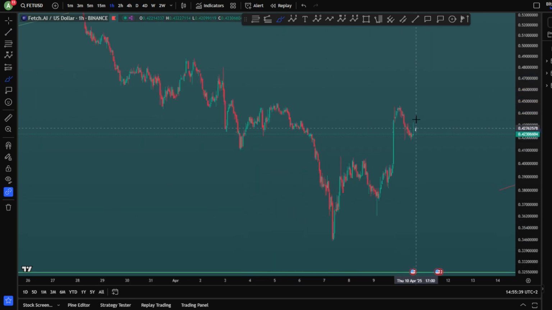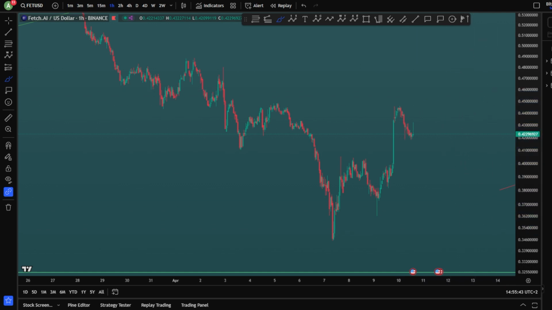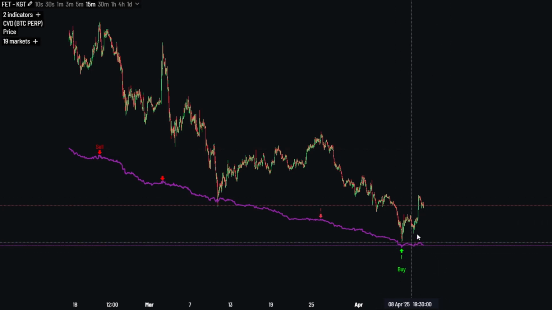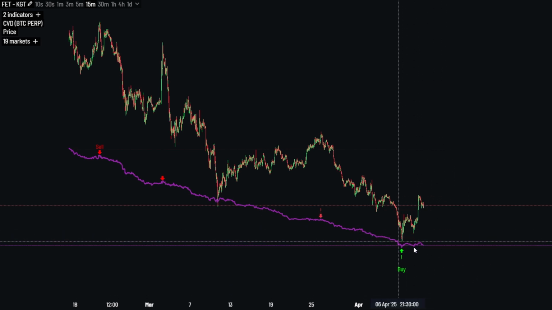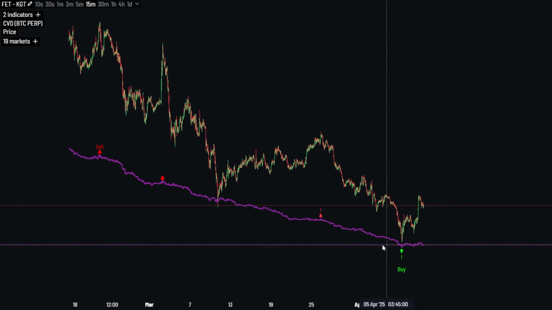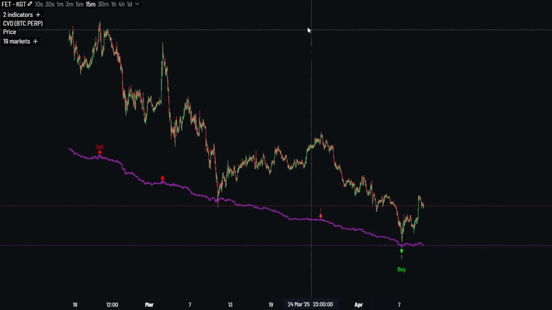Even if we get one more low, this signal on the KGT is very, very essential to tell us that, okay, we start to see a lot of strength in this area. The CVD line is starting to go sideways, and we might move for higher sooner or later.